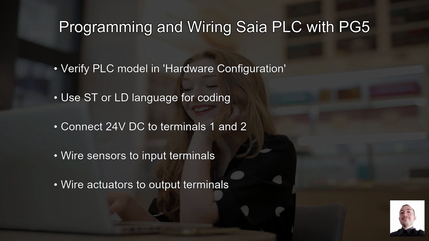For wiring, start by connecting the power supply to the PLC. Use a 24-volt DC power supply and connect it to terminals 1 and 2. Then, wire your input and output modules. For inputs, connect your sensors to the designated input terminals. For outputs, wire your actuators to the output terminals. Remember to use the correct wire gauge for your application. Also, don't forget to ground your system properly to avoid electrical noise. This setup ensures reliable operation and accurate data acquisition.